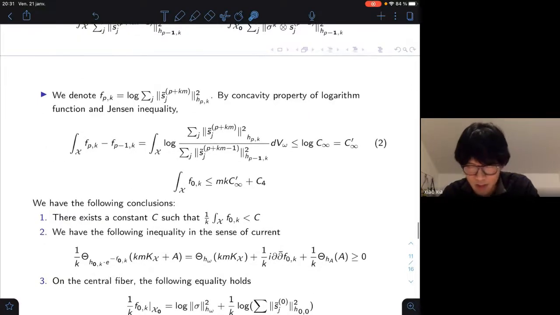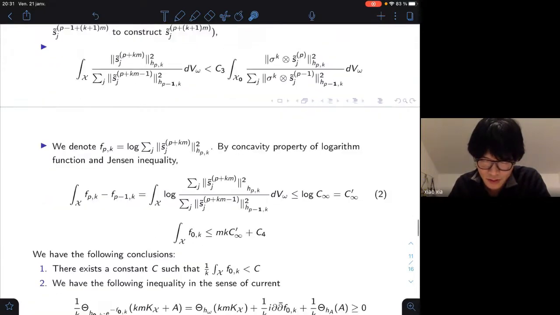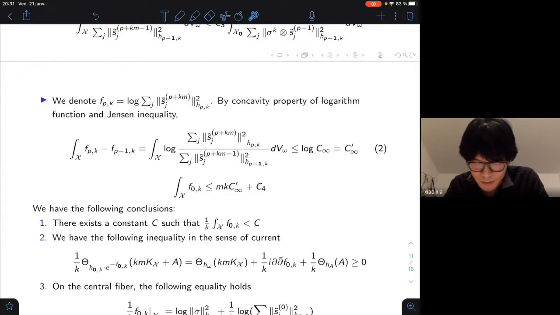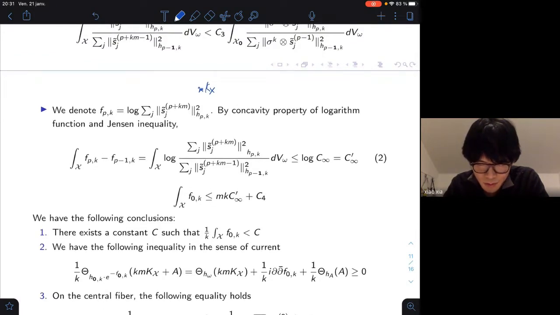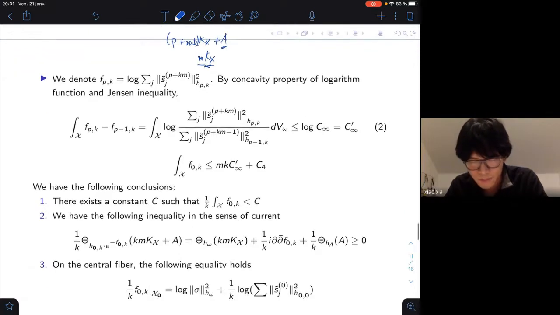So this way we construct a sequence of global sections on the line bundle mK_X plus A. And now we want to take the limit to construct a metric on mK_X. So we now have a sequence of metrics on the mK_X plus A. We want to take a limit of those metrics to get a metric on mK_X, in order to get rid of this ample line bundle.